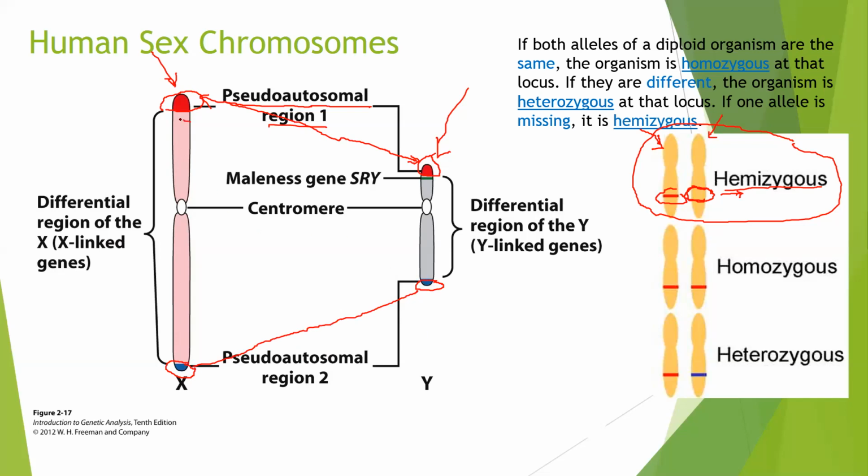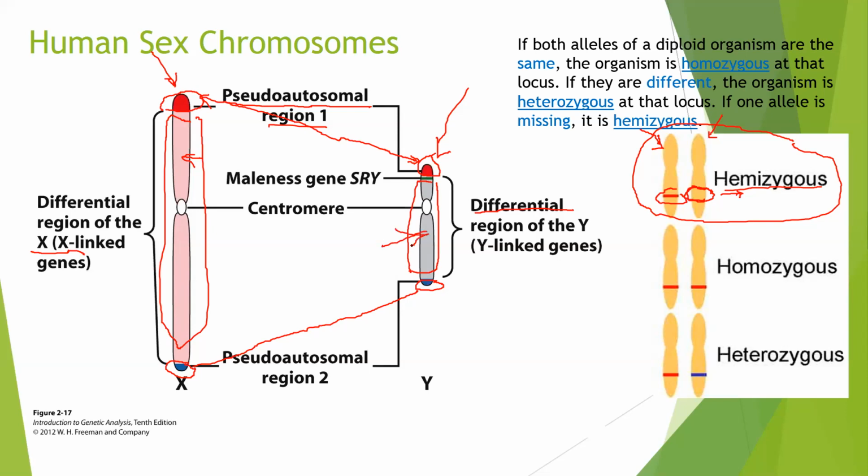But if you look at the majority of the X and the majority of the Y, they are different. So they carry totally different genes. That's why we call these regions the differential region of the Y chromosome, and this pink region is the differential region of the X chromosome. And any genes that are in this region, we call X-linked genes, because the inheritance pattern for those genes will be associated with the presence of the X chromosome, right?